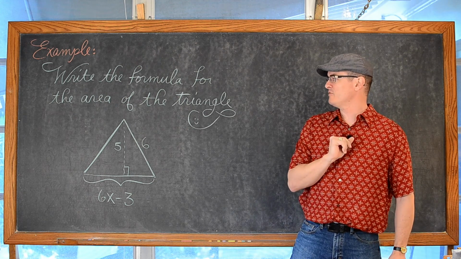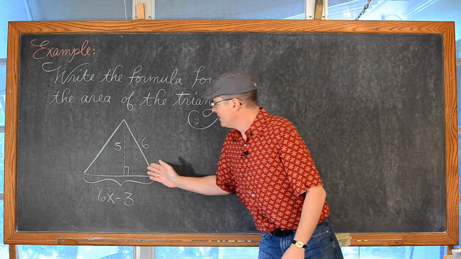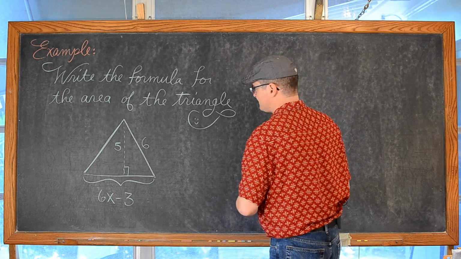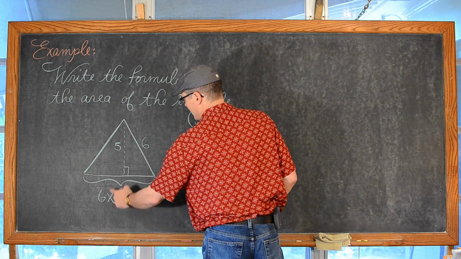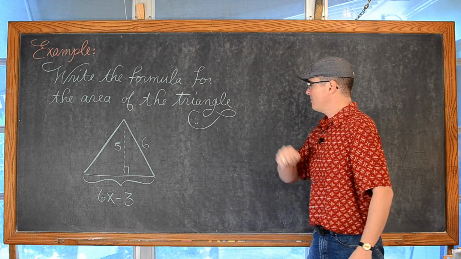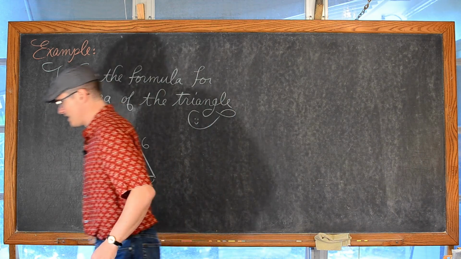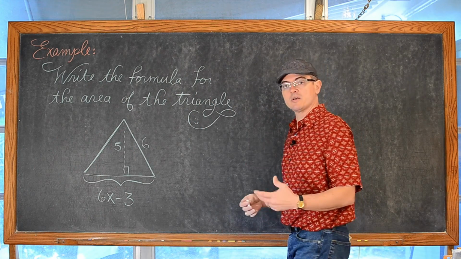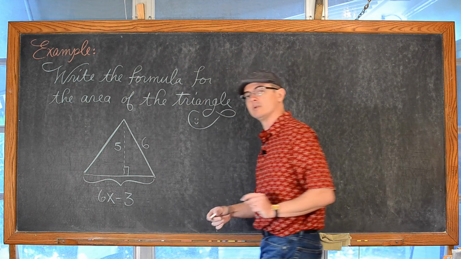Write the formula for the area of the triangle. So we have a triangle. It has a bunch of numbers and expressions on it. We have a value of 6, 5, and an expression which is 6x minus 3. Now, we're not going to be able to actually find the area of this triangle because I don't know how long the base is. It has a variable in it.